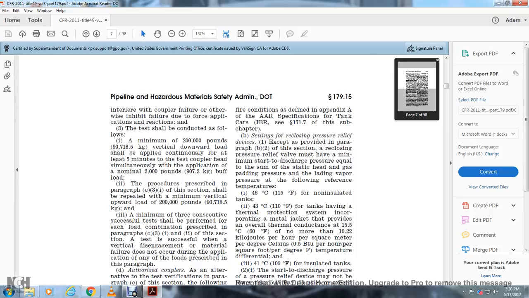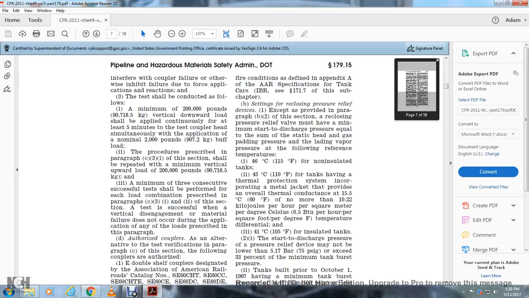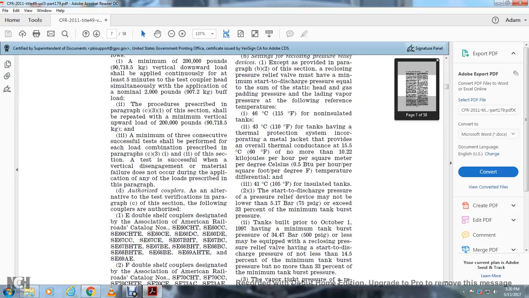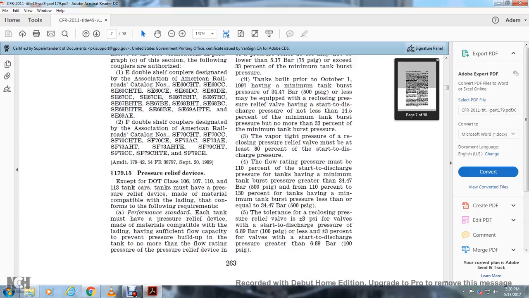Testing is successful if vertical disengagement and material failure do not occur during the application of any of the loads prescribed in the paragraph. Authorized couplers as an alternative to the test verification of paragraph C of the section: the following couplers are authorized: E, double shelf couplers designated by the Association of American Railroads catalog, and F, the double shelf couplers designated by the Association of American Railroads catalog.